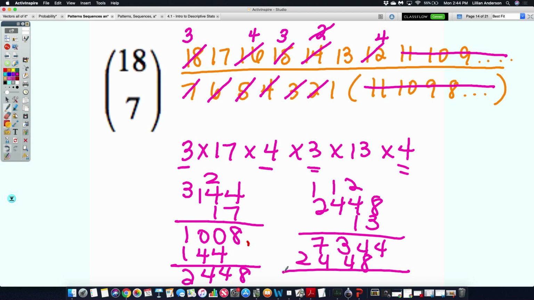3, 1, 8, 2, 4. We can always check using our calculator.